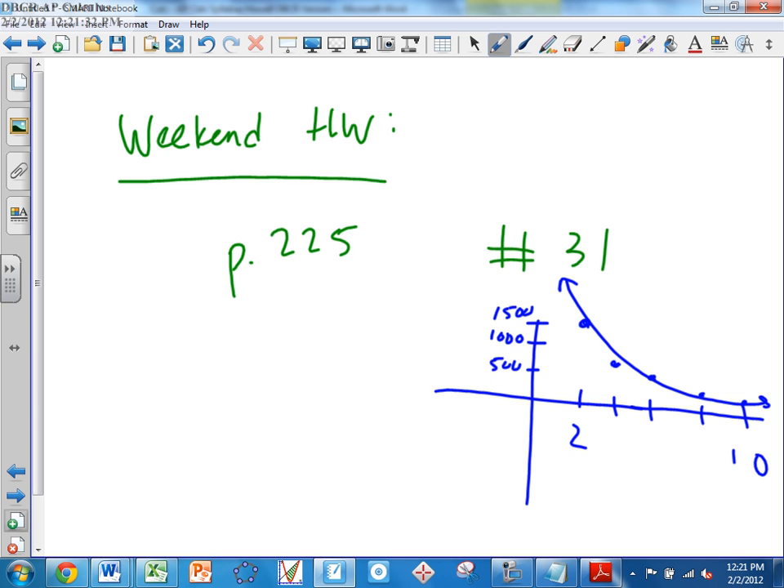What's happening actually? The differences are getting smaller every time. This is decay. Look, the difference between 750 and 250 is 500. The difference between these is 125. The difference between these is 50. So the difference is getting smaller. When the difference is getting smaller, it's decay. When the difference is getting larger, it's growth.